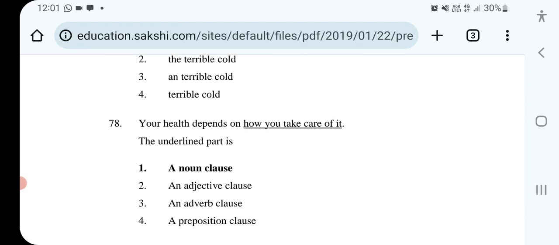Your health depends on how you take care of it. Your health depends on what? On how you take care of it. So this clause is a noun clause, because this clause can be replaced by a noun. That is why it is a noun clause.